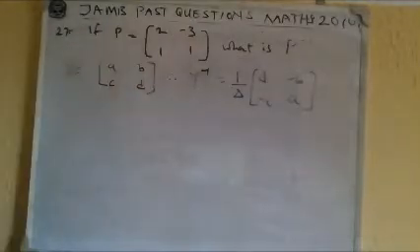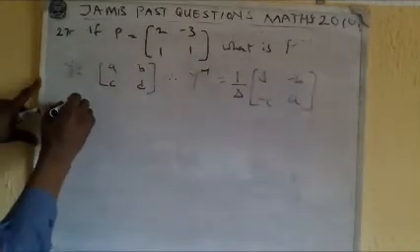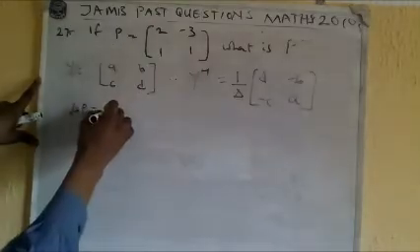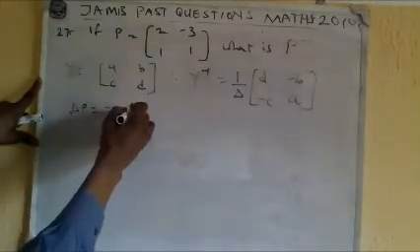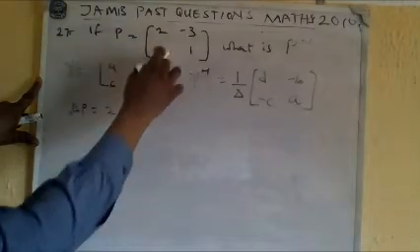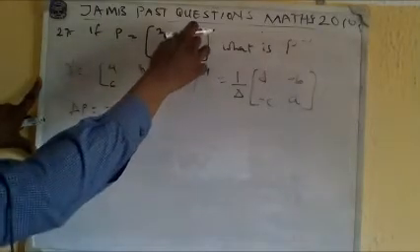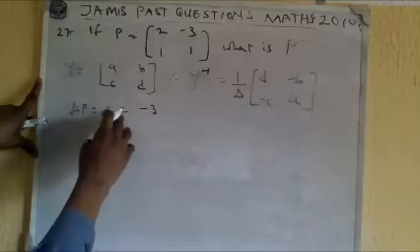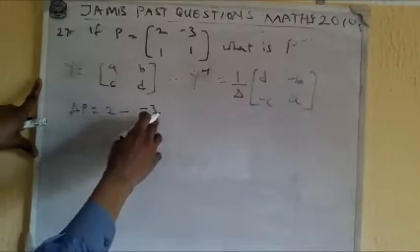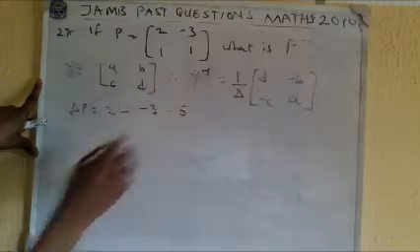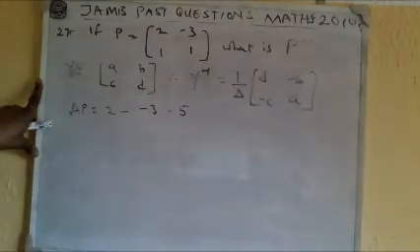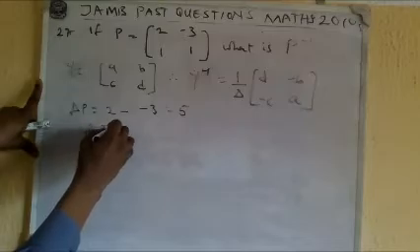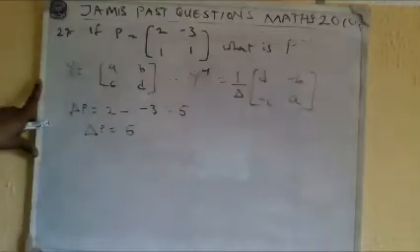Look at it here. So first of all, the determinant of P is 2 times 1, which is 2, minus 3 times 1, which is minus 3. So the determinant here is 2 minus 3, which is equal to 5. So the determinant is 5. That one is gotten. So let me say delta P is equal to 5. The determinant has been gotten.